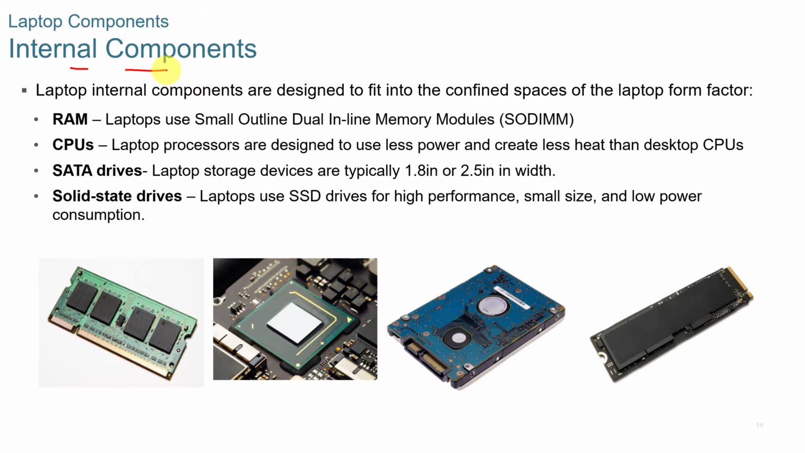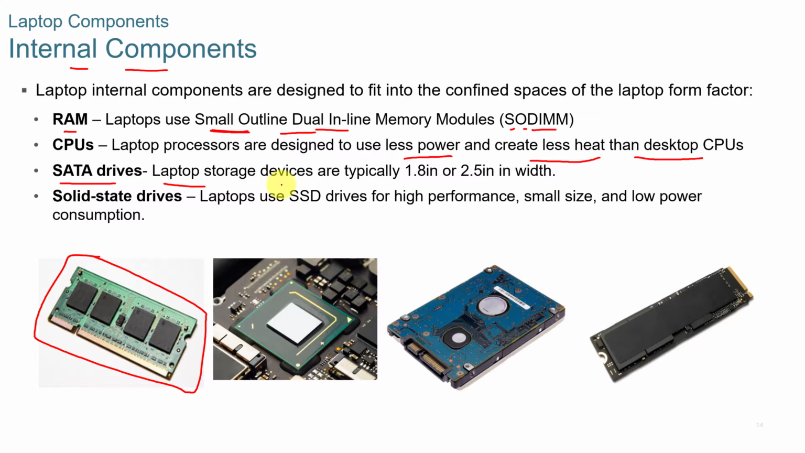Now, for the internal components, you're going to have smaller components. The RAM on a laptop or mobile device is going to look like this, and for a laptop, it's called a SODIMM, a small outline dual inline memory module. The CPUs are designed to use less power and create less heat. And the SATA drives, the laptop storage devices, are typically 1.8 inch or 2.5 inch, and most of the newer laptops in 2021, 2022 have some type of SSD drive. They're doing away with spin drives altogether in laptop devices because SSDs take less power and generate less heat.